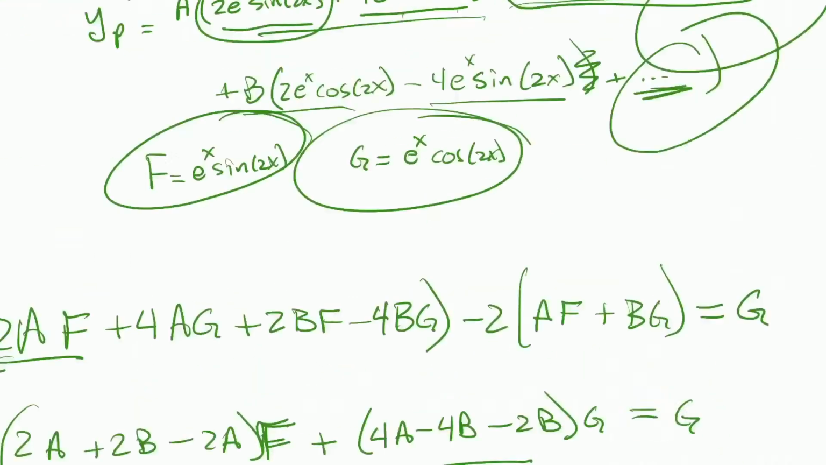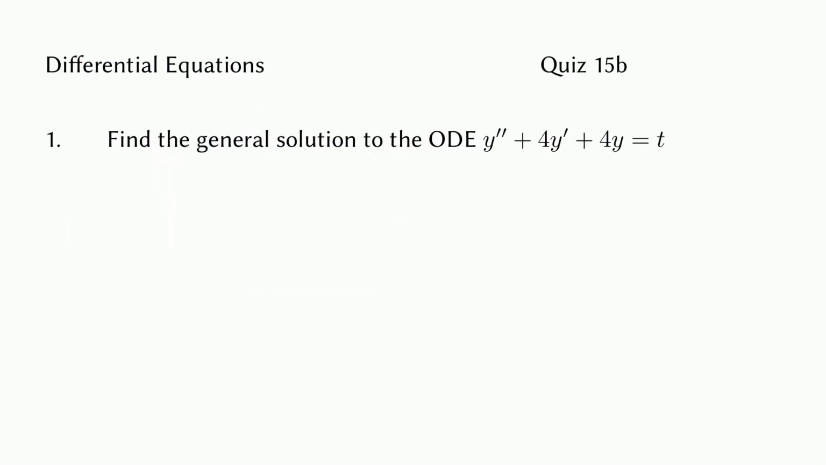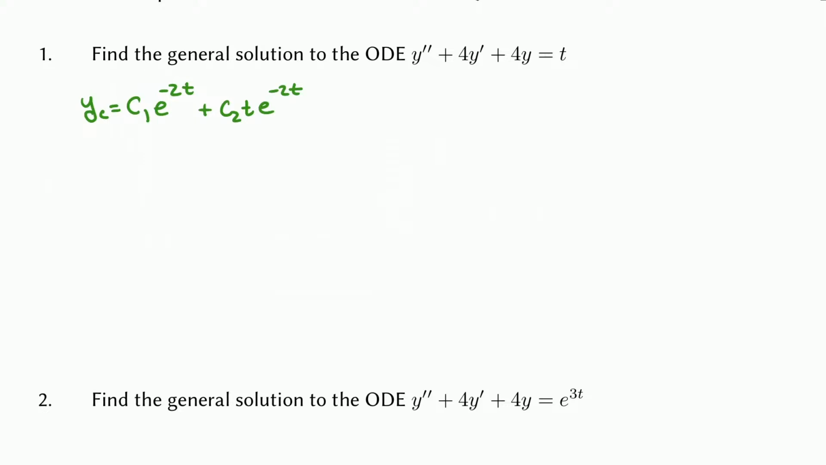So let me put the complementary solution, because that's easy. I know that's the easy part. So I'll do that for you. So yc is equal to c1 e to the negative 2t plus c2t. There you go. So your job is to just come up with a particular solution. So y sub p, that's your job. Get that, and you'll be in happy land.